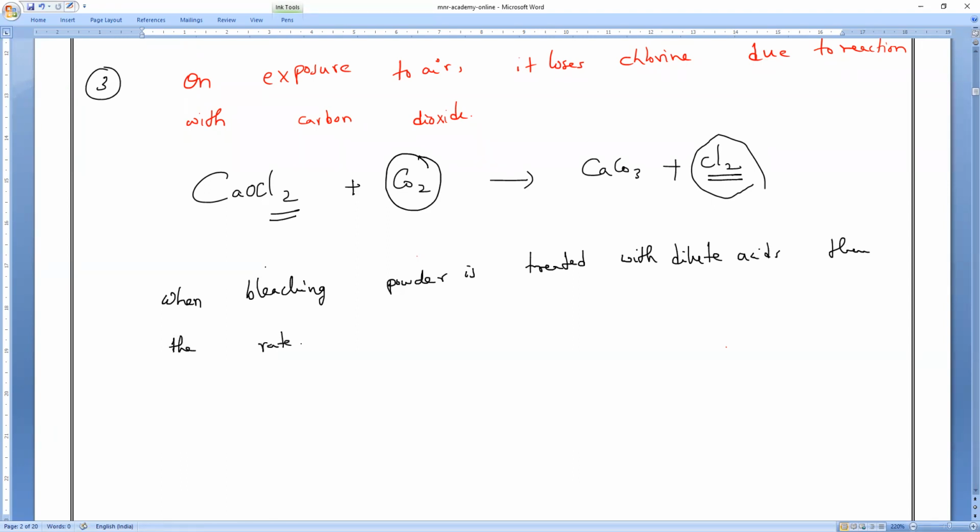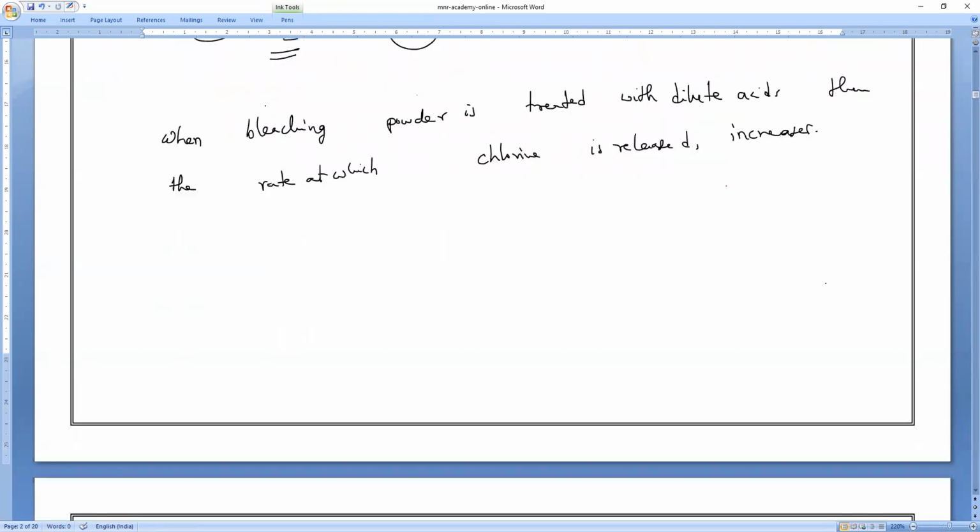With dilute acids, the rate at which chlorine is released increases or decreases, everybody? Increases. Okay, so this is also a very important example for us. You can write it.